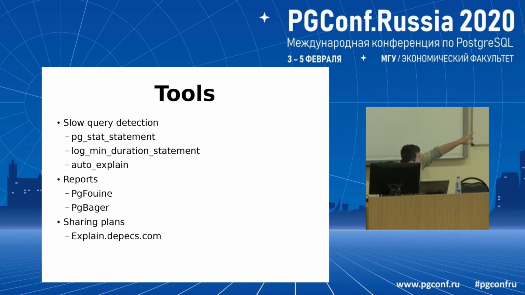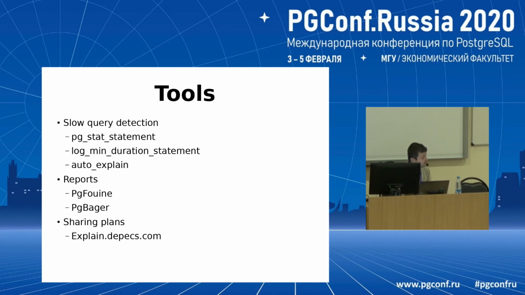Another interesting extension is auto_explain. Sometimes you cannot repeat slow queries because something in your environment has changed. But if you use the extension auto_explain, then Postgres logs the execution plan of the slow query. So you can see why the query was slow.